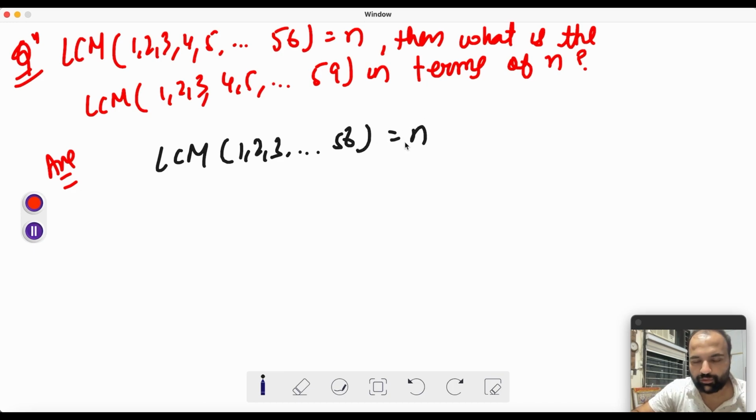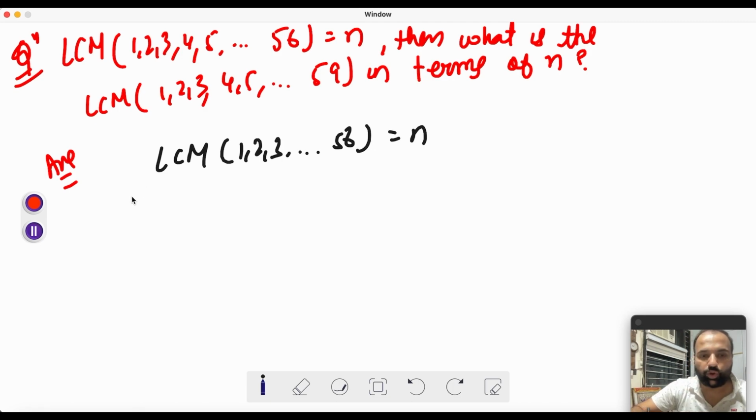Now understand over here what the question has given. Let's try to break it. It says that the number is up to 56, so it would have all those numbers up to 56: 1, 2, 3, 4, 5, 6, 7, 8, 9, 10, 50, 51, 52. It would have every number up to 56, and the LCM for all these numbers is what? N.